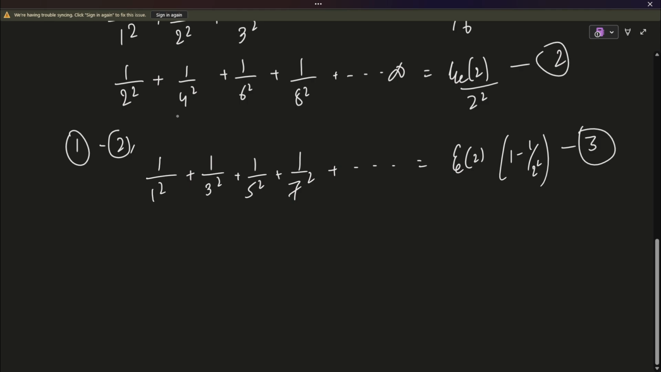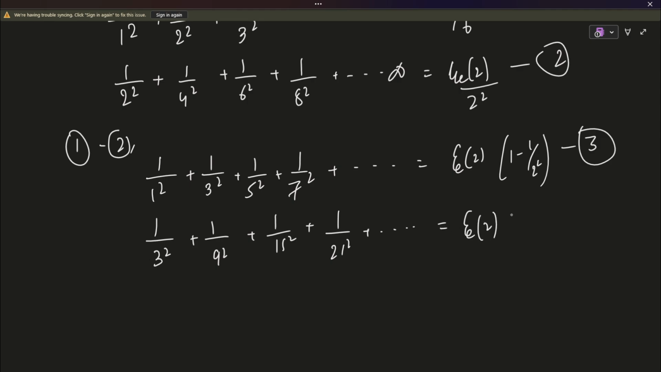Now, 2 was a prime. Our approach is that since 2 is a prime, we multiplied by 1 by 2 square and then subtracted to eliminate all numbers which had 2 in them. What is the next prime? 3. So multiply this by 1 by 3 square to get 1 by 3 square, 1 by 9 square, 1 by 15 square, 1 by 21 square, and basically, since we have multiplied by 1 by 3 square, we are going to eliminate all numbers which have a 3 in them. So there would be no number divisible by 2 or 3, because we have eliminated both. Give this equation number 4.